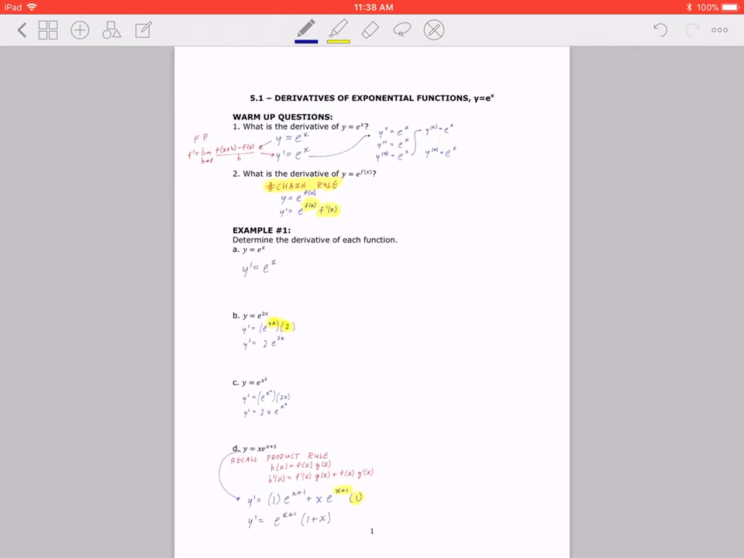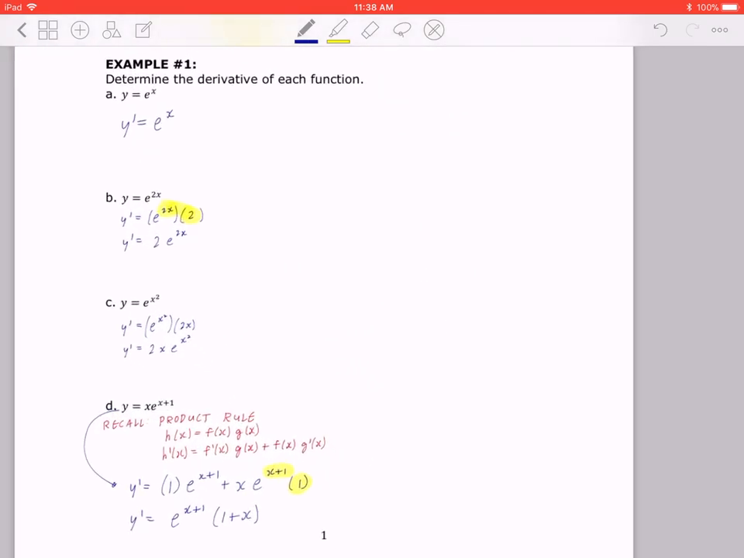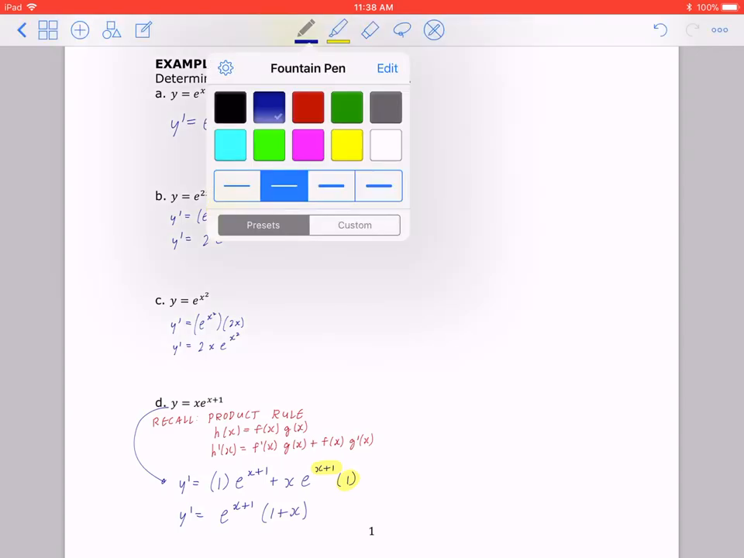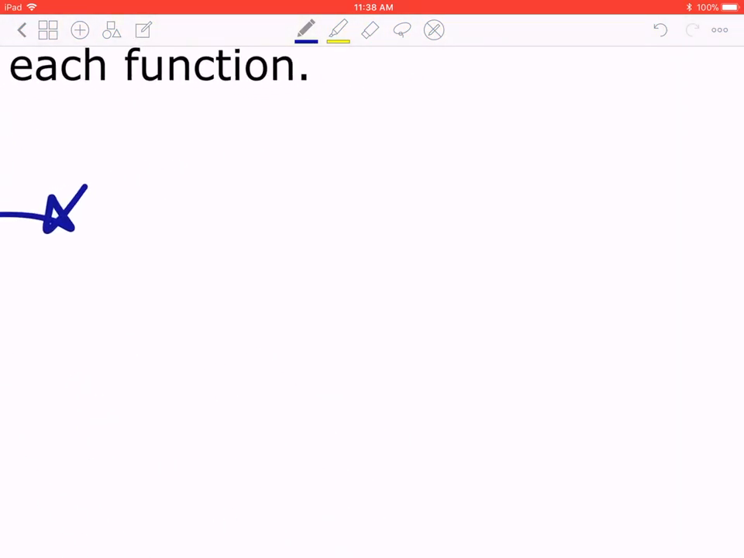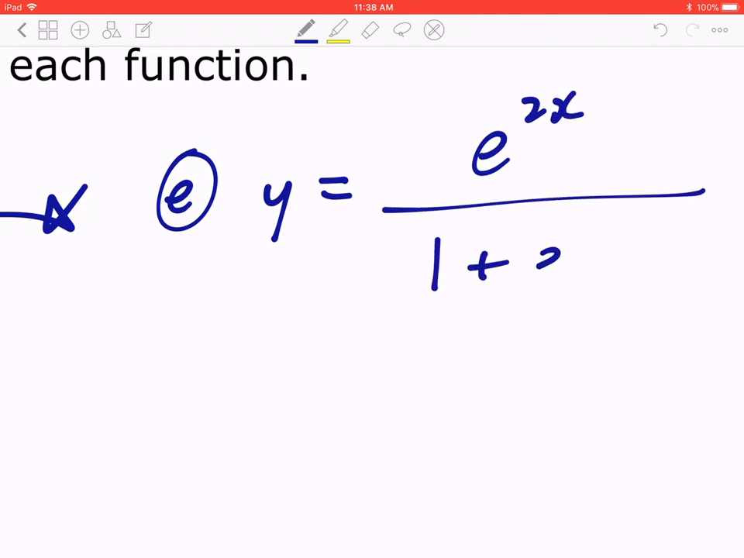Now, before we move on to example number 2, let's add a bonus one, 1e. Again, if y equals e to the power of 2x divided by 1 plus e to the 2x, find y prime. And again, this is the quotient rule. You can press pause, try this first. When you press play again, I'll be right here.